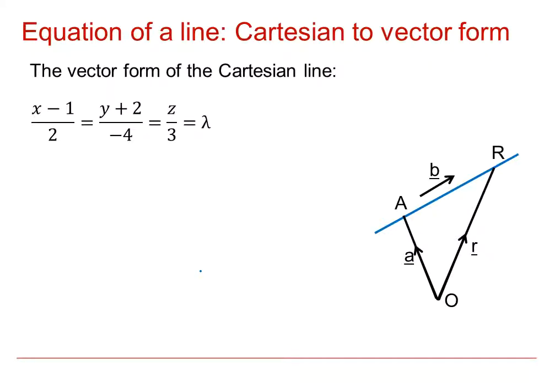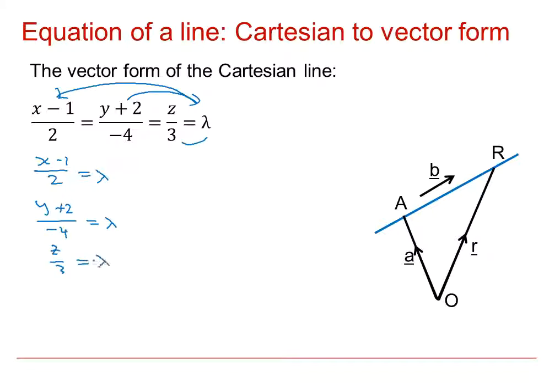So in this problem we're going from the Cartesian to the vector form. So given the slightly awkward looking Cartesian form, my advice generally would be to turn this into a vector form. So if we look at the first pairing, if you like, we've got (x minus 1) over 2 is lambda. If you look at the second pairing, (y plus 2) over minus 4 is lambda. And if you look at the last little equation, we've got z over 3 is lambda.